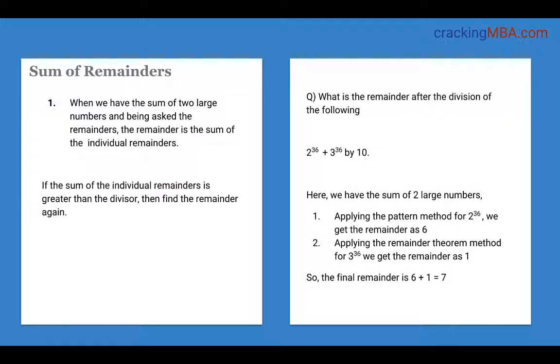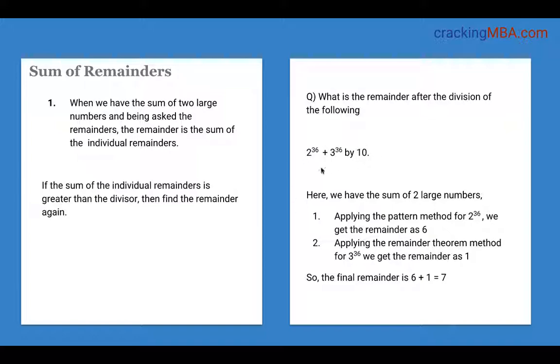Now let us see another advanced concept. How do you find the remainder when you have the sum of two large numbers? When we are asked the sum of two large numbers and asked to find the remainder after division by another number, the remainder is nothing but the sum of the individual remainders. Let us look at an example.